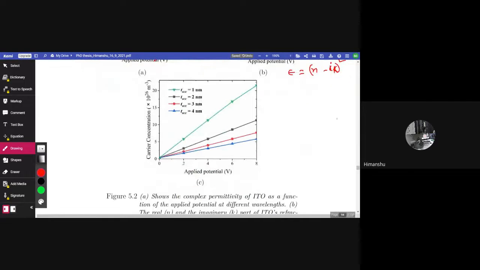Now coming to figure 5.2c, it shows the effect of applied potential on the carrier concentration at different thicknesses of the accumulation layer. Here we can see there are different thicknesses for the accumulation layer, that is 1 nanometer, 2 nanometer, 3 nanometer, and 4 nanometer. With increase in potential, the thickness of the accumulation layer increases, as TACC is proportional to the applied potential V. However, here we have chosen 2 nanometer as the thickness of the accumulation layer.